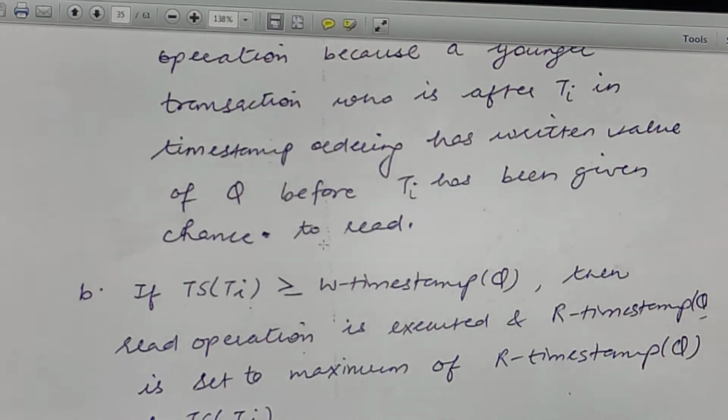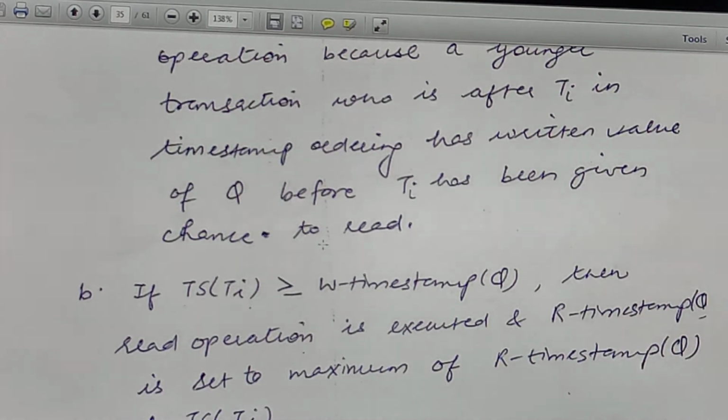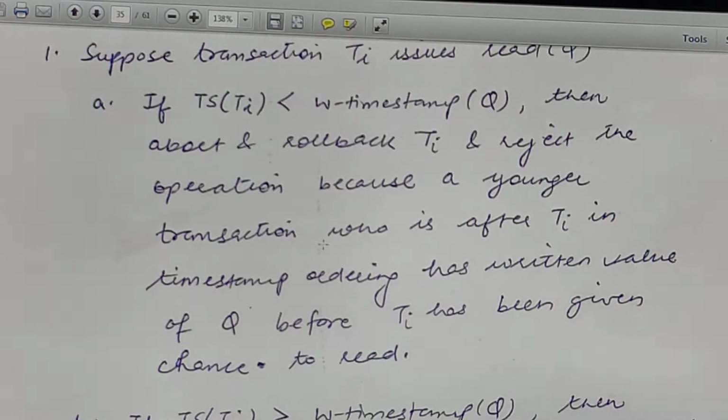Now this 3 is greater than the W timestamp value of Q. It means the transaction that has requested the read operation on data item Q is younger than the earlier transaction that performed the write operation successfully on Q. So we will allow the younger transaction to perform the read operation, and the timestamp value of this transaction that has performed the read, that is T3, we will set this 3 as the R timestamp value of Q, because now the latest transaction that has performed a read on Q is T3. So the R timestamp value will be 3 now.